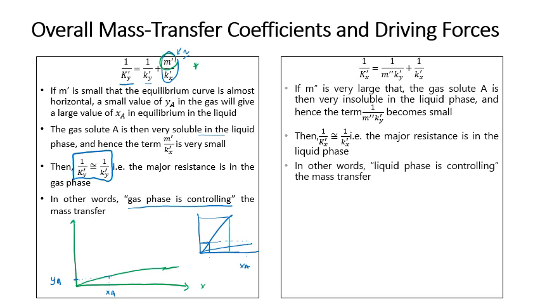Okay, what about this term here? If m double prime is very large, the gas solute A is then very insoluble in the liquid phase. So the term here would be very small because this is large. 1 over something large would give you a very small term. Then 1 over capital Kx prime would be almost equal to 1 over small kx prime, i.e. the major resistance is in the liquid phase. So in other words, the liquid phase is controlling the mass transfer. This is normally the case for stripping.